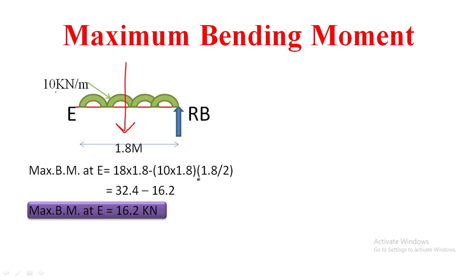For considering perpendicular distance, we want the distance from this point load to E, which is half of the 1.8, so it is 1.8 divided by 2. After calculating, we got the bending moment at E equal to 16.2 kN, which is greater than those at A, C, D and B.